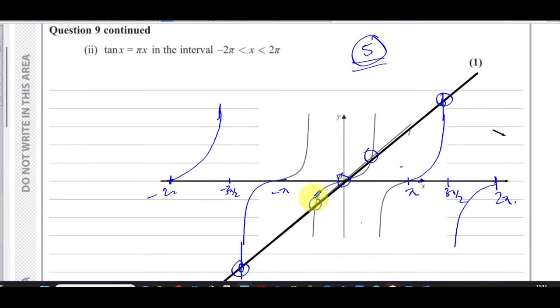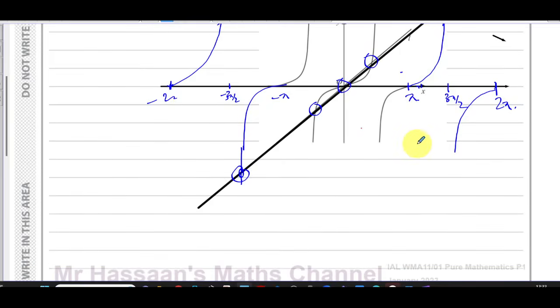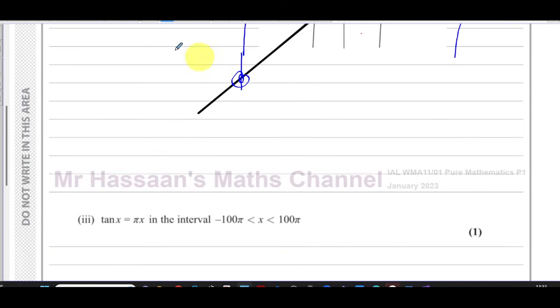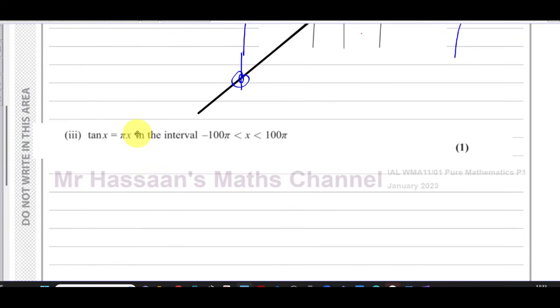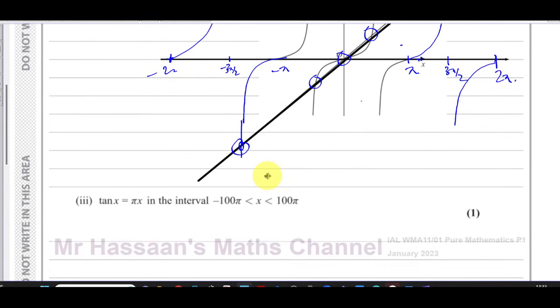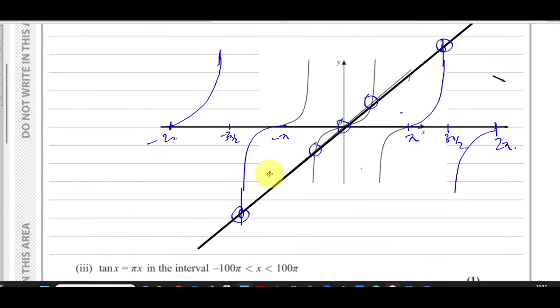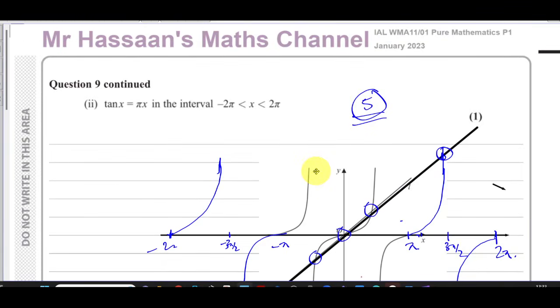Okay, so again, here we have to just write down the answer. I'm just illustrating on these diagrams so we can understand what's happening. And then it says tan x equals pi x. So the same equation as this, but now the interval is between minus 100 pi and 100 pi.